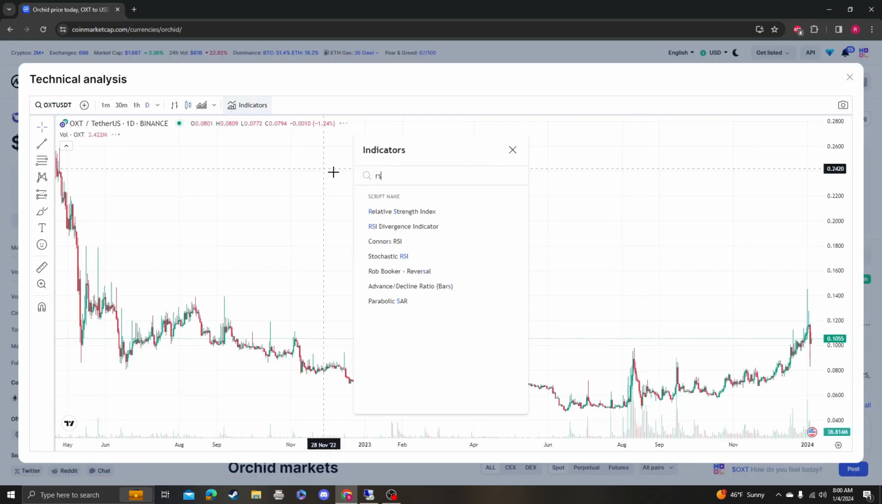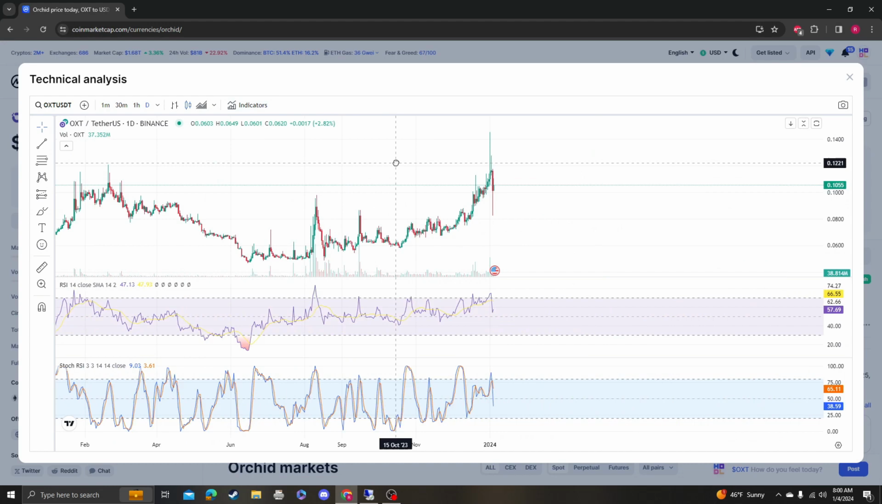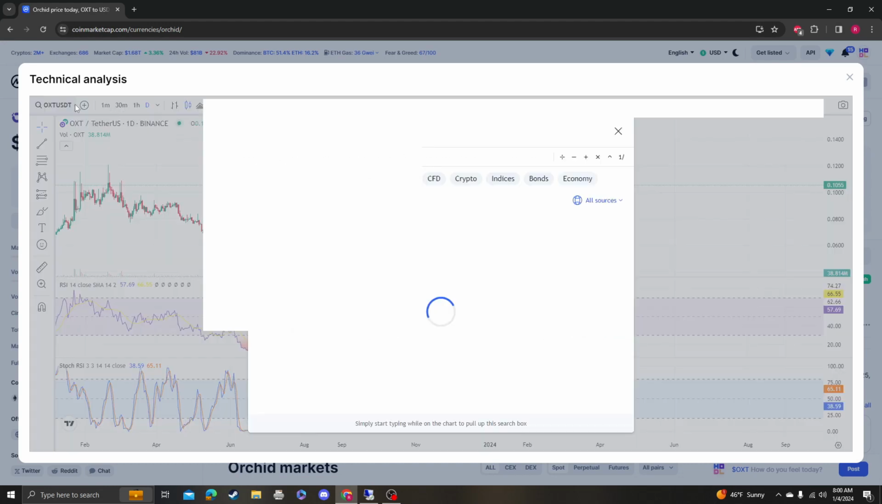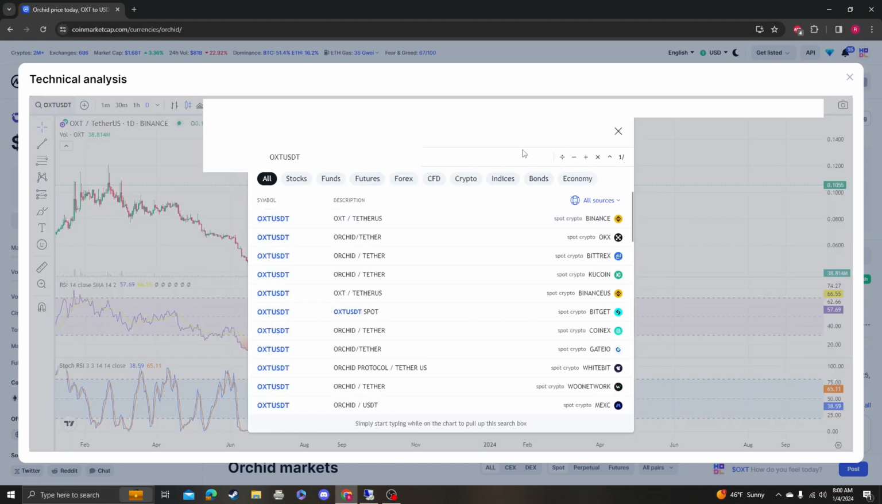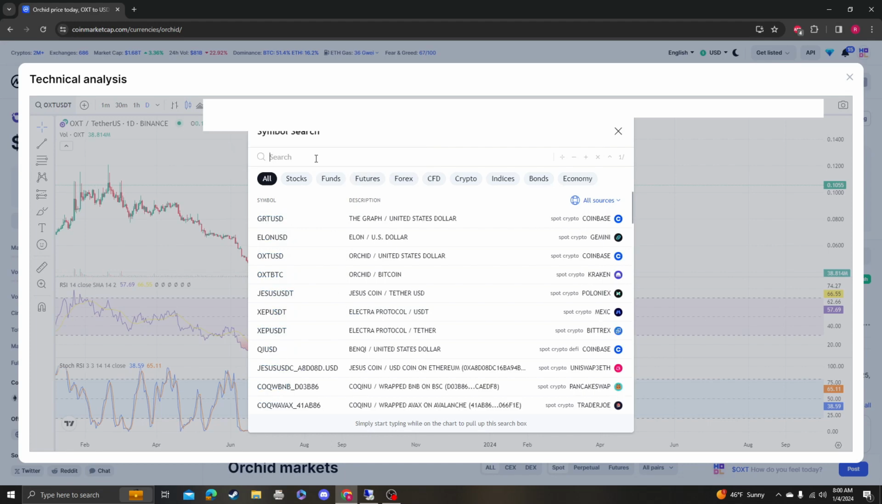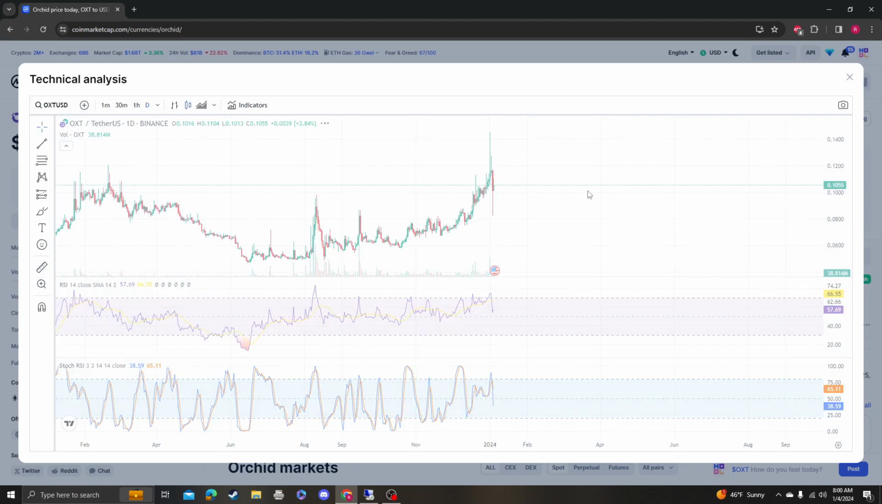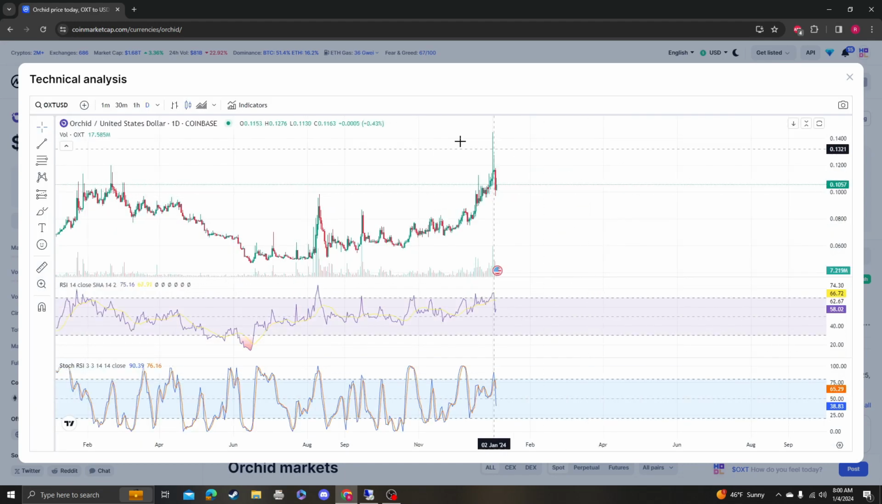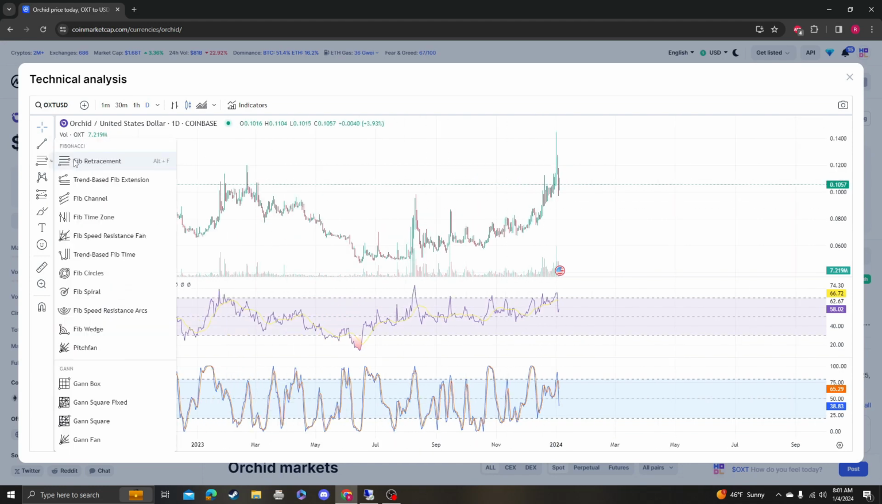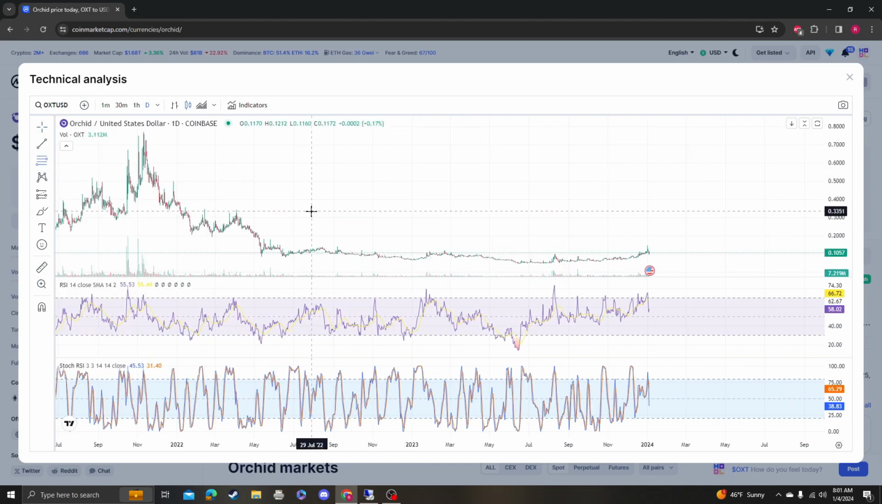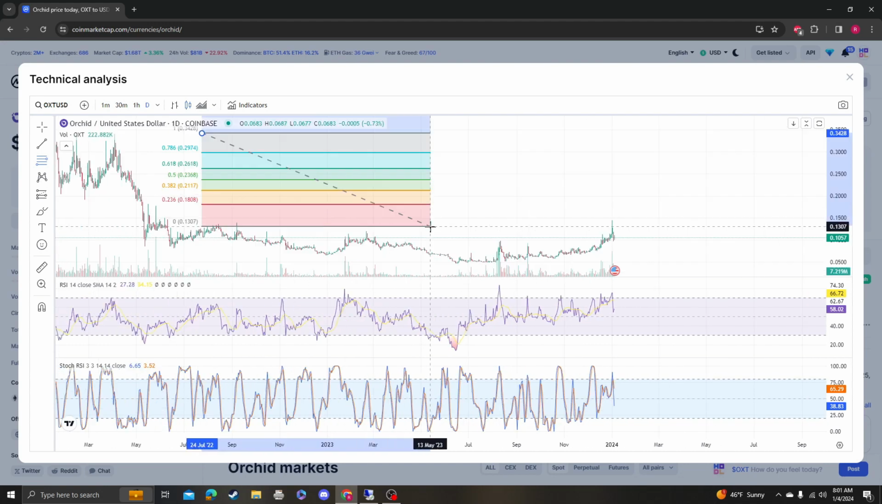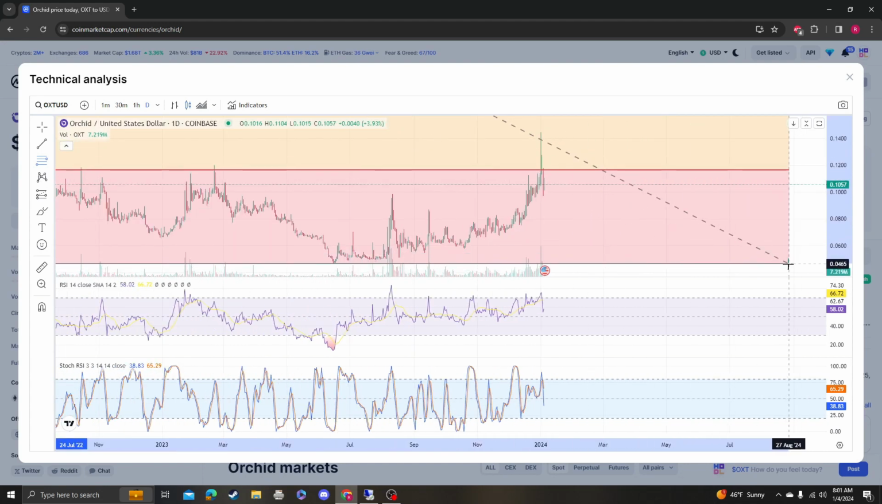So we had a correction, obviously, huge sell-off. This didn't really draw that big of a candle wick. So at this point, I kind of want to just do a medium time frame.